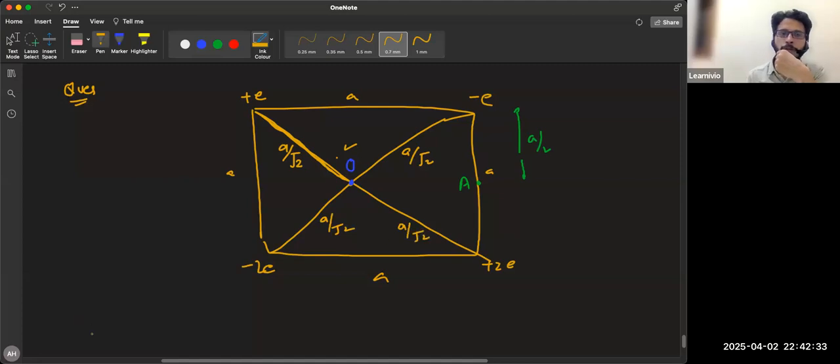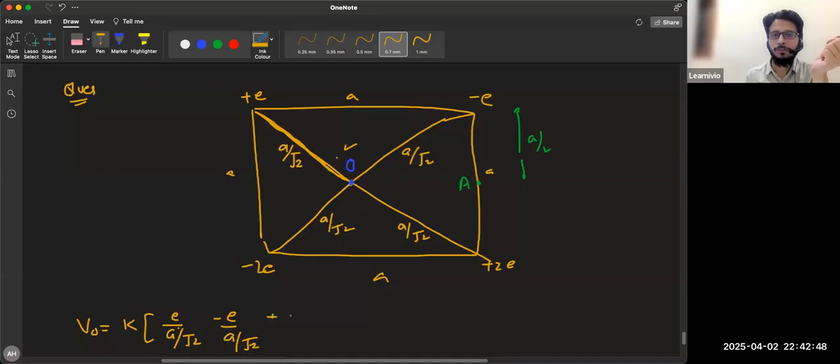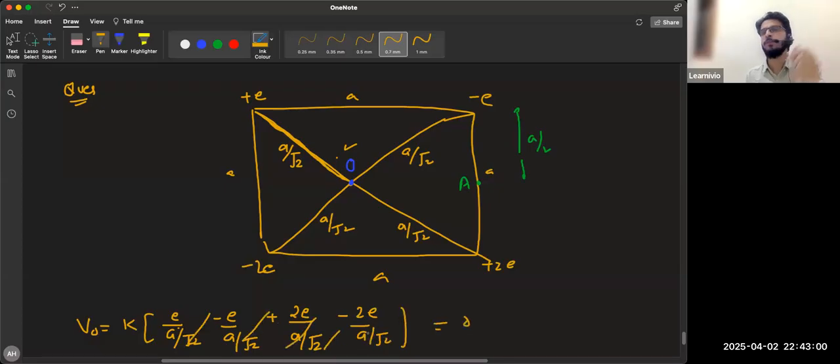You're supposed to calculate potential at O. Then potential at O is K. First charge is E, separation is A by root 2. Second charge is minus E, separation is A by root 2. Third charge is plus 2E, separation is A by root 2. Fourth is minus 2E, separation is A by root 2. So they get cancelled out and net potential at the center is 0.